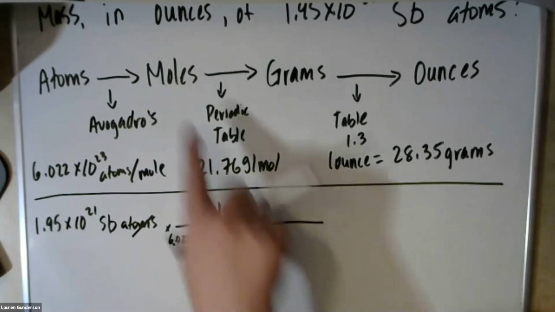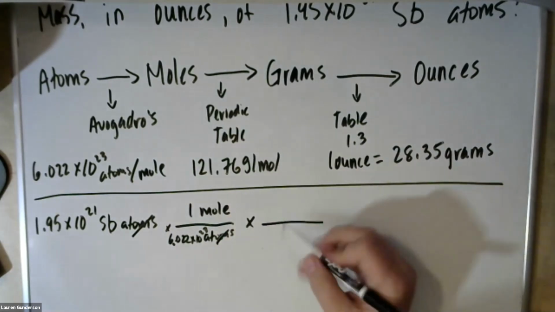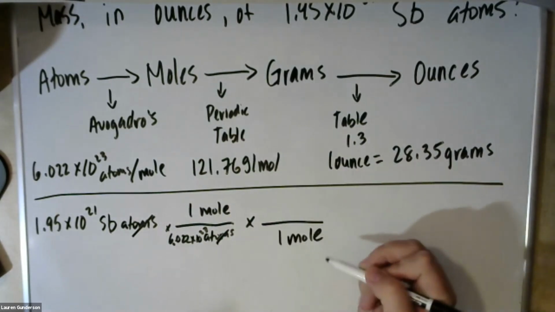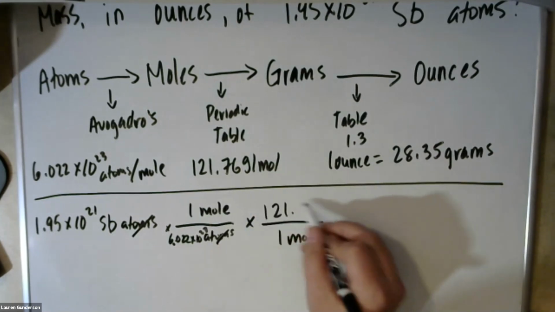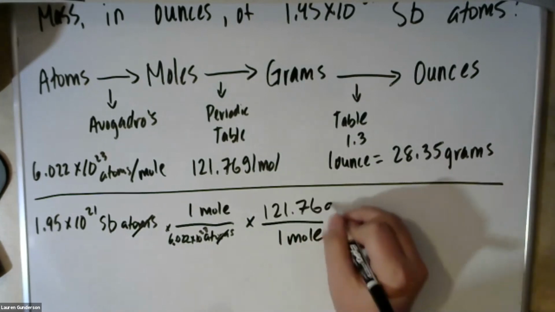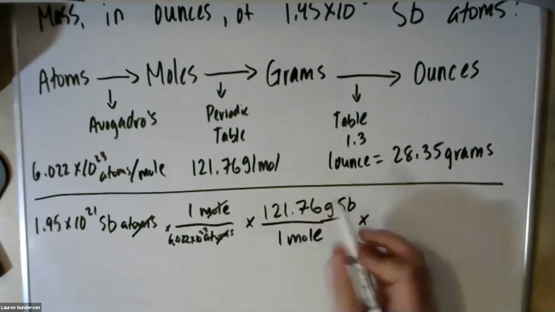Now I'm going to go from moles into grams. So if mole is up here, that unit is going to go onto the bottom of my fraction bar, and I'm going to use the mass value from the periodic table up here, 121.76 grams. Now my mole unit cancels out.